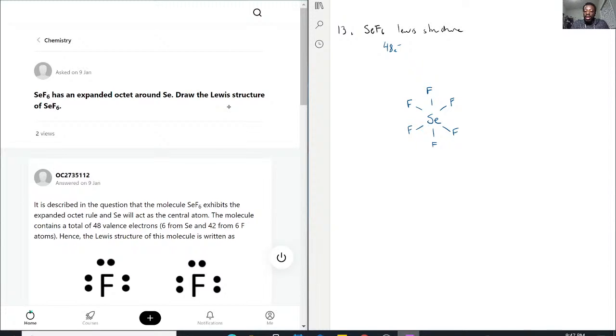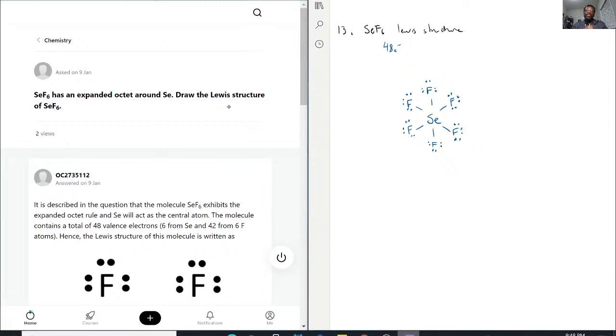And now let's add the leftover, not lone pairs, but the leftover valence electrons. So fluorine right now, each of them is sharing one of their 7. So theoretically, each of them should fill their octet rule because it should be 2, 3, 4, 5, 6, 7. So we have here SeF6.